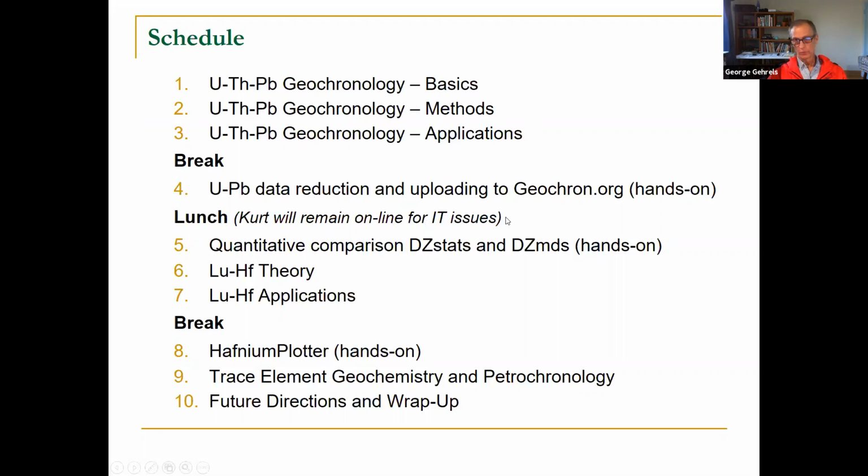Then we'll have lunch midday. This is sort of on a Tucson schedule anyway. And then we'll dive into 3 modules after lunch here: quantitative analyses, a hands-on activity. We'll talk about theory and applications of lutetium hafnium geochemistry. We'll have a break, and then we'll do some more hands-on work with hafnium plotter, and we'll end up talking about trace element geochemistry, and then we'll have some wrap up at the end. So that's our plan for today.